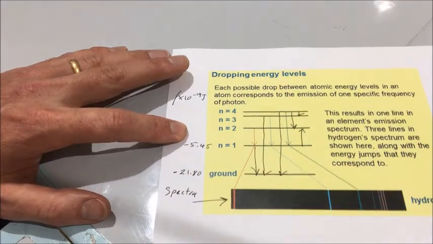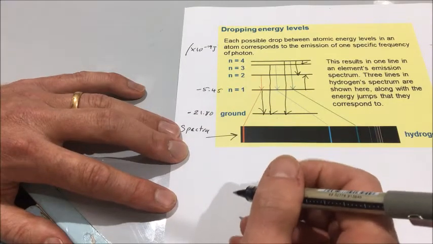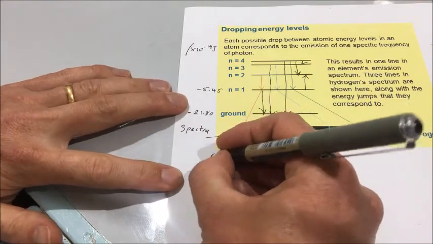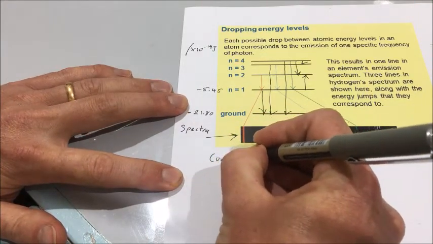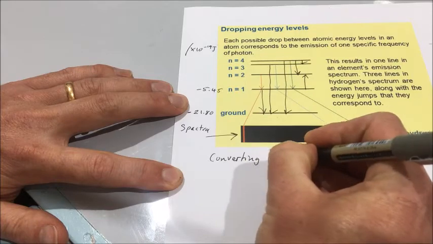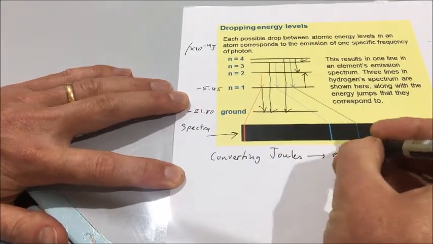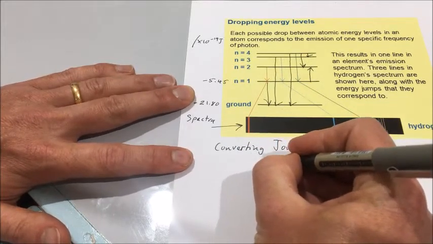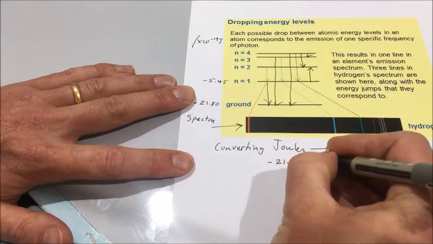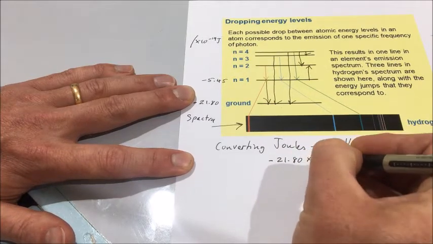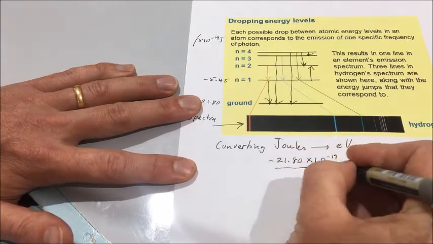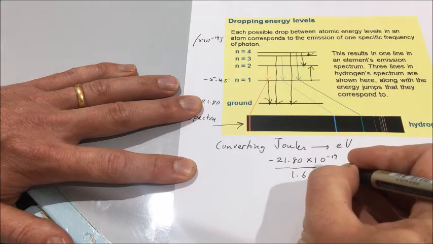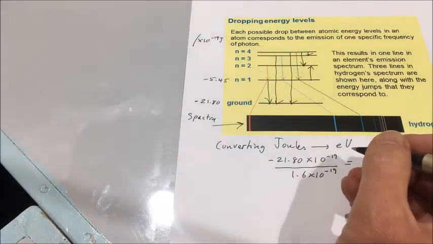So just as a quick reminder, converting to electron volts. So converting probably would go the other way, but converting joules to electron volts is for me to take the number, so let's take minus 21.80 times 10 to the minus 19, for example, and then we're going to divide it by the charge, the elementary charge, and so I can work that out in electron volts.